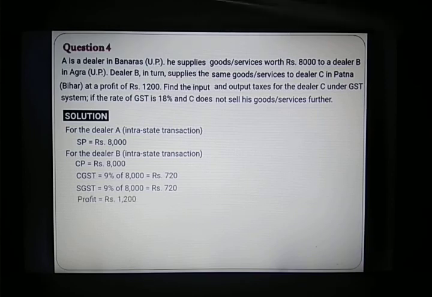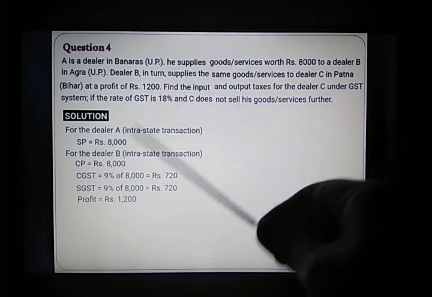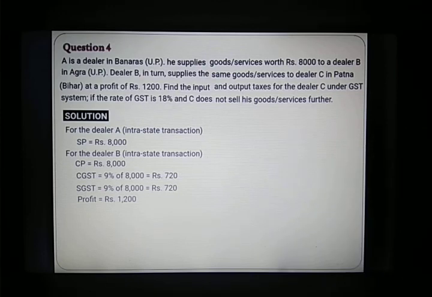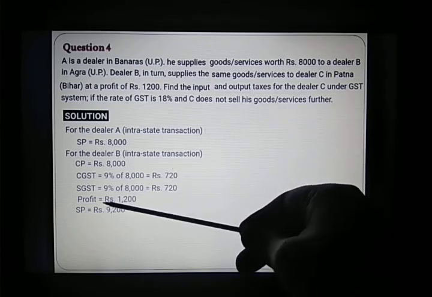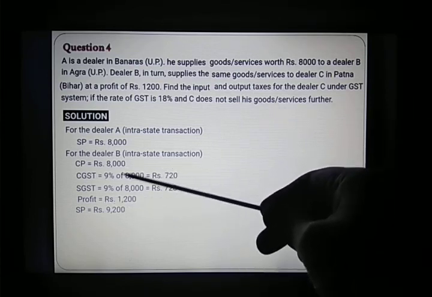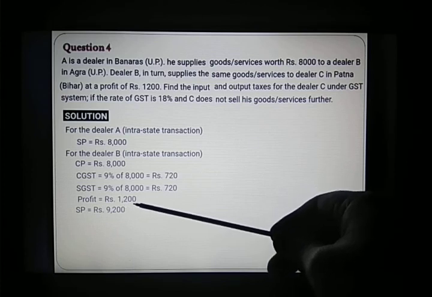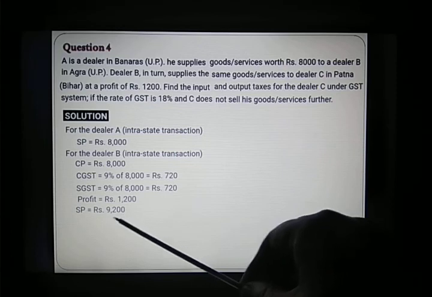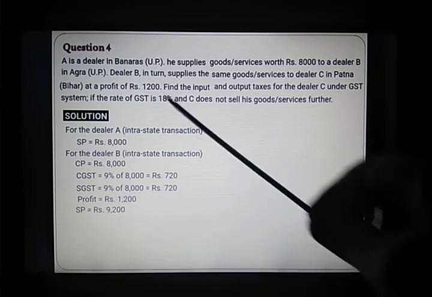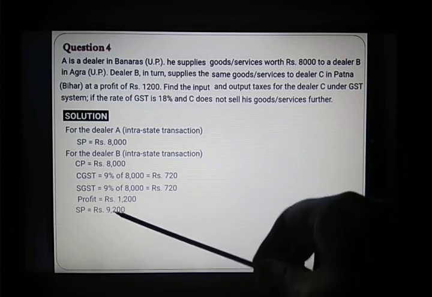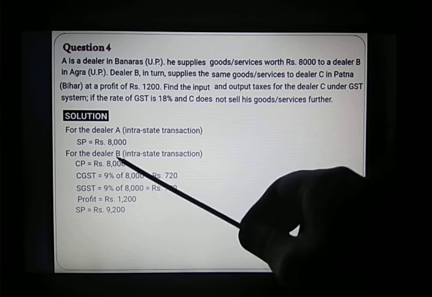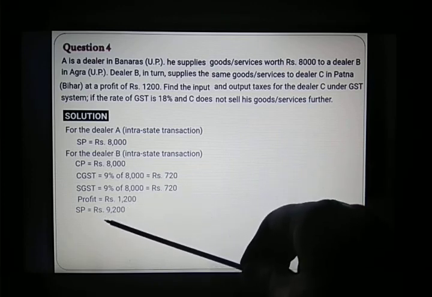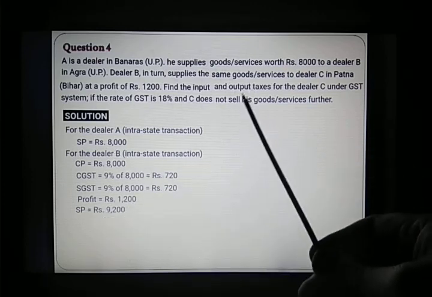Now dealer B makes a profit of this much. That's what the question is saying. So my new selling price will be cost price plus profit, which will be 8,000 plus 1,200, which is same as the earlier case. You can refer to that earlier problem as well. So when you add them, you'll get this much. So this will be the selling price for dealer B. That means dealer B sells the same product for rupees this much to dealer C.